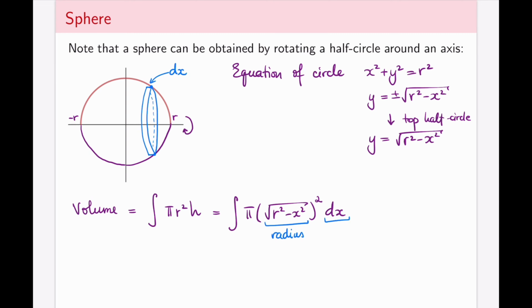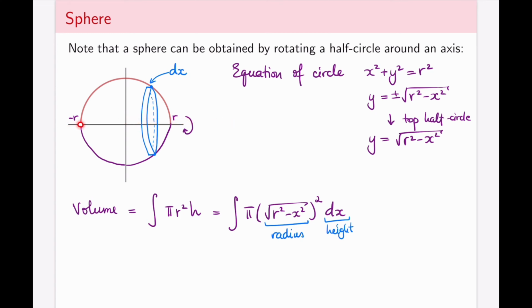This is the radius and this is the height of my typical disk. Okay, pause the video here, let that really sink in, to make sure that you understand where this formula came from. Okay, now what are my limits of integration? My integral is in terms of x, which means I have to think of the smallest and the largest x on which I care about, right?